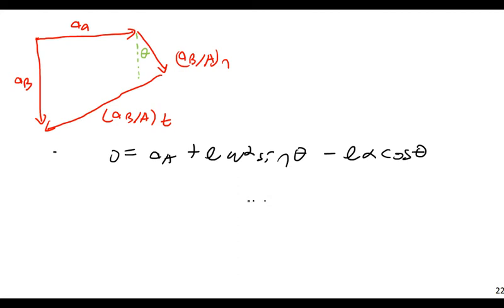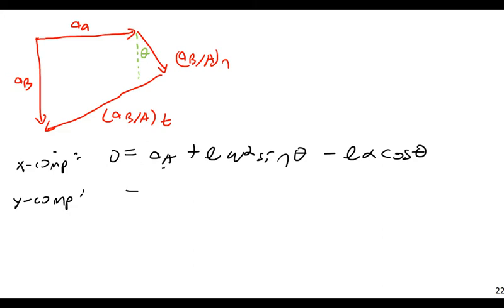Then I can say, so this is the x components: A_A equals L omega squared sine phi, that's looking at the omega, this one here, and then L alpha cosine theta. And then the y component, actually no, I should just say that the x component of A_B has no x component. That's why we have 0 here.